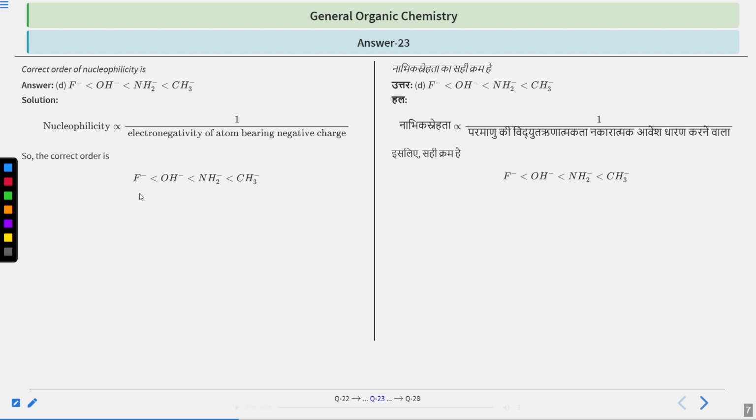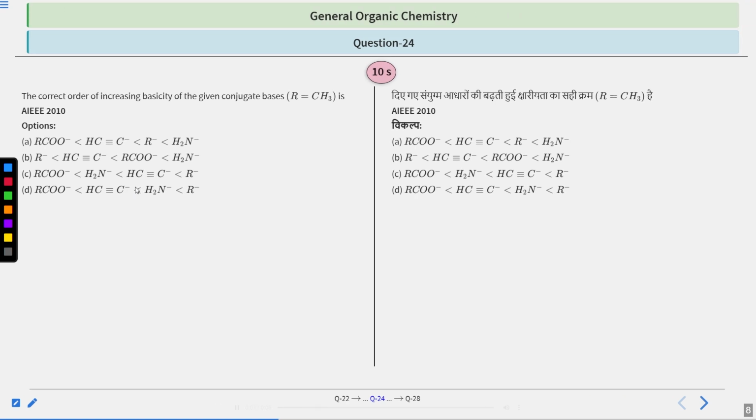Okay, now let's move on to the next question. Question number 24. The correct order of increasing basicity of the given conjugate bases is: we have given some bases in the form of R double bond CH3. We have to tell the correct order for their increasing basicity.